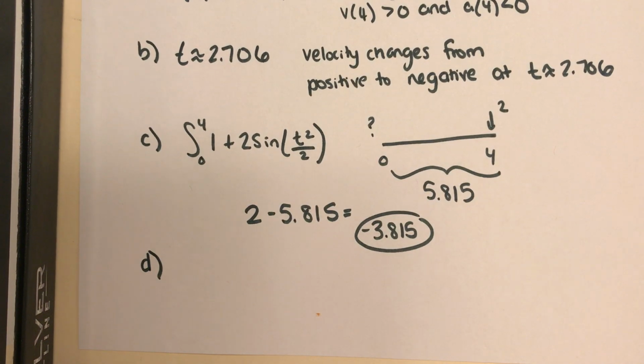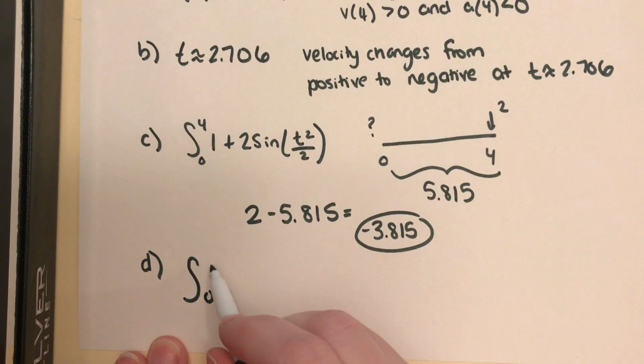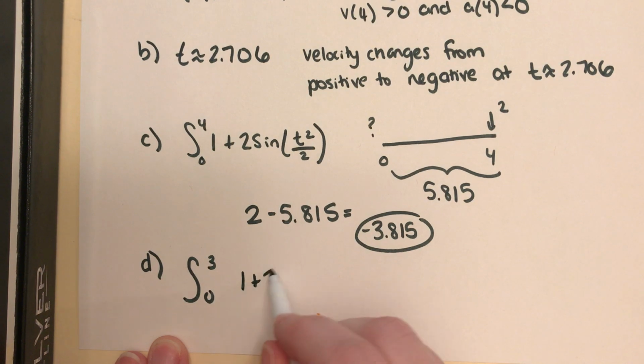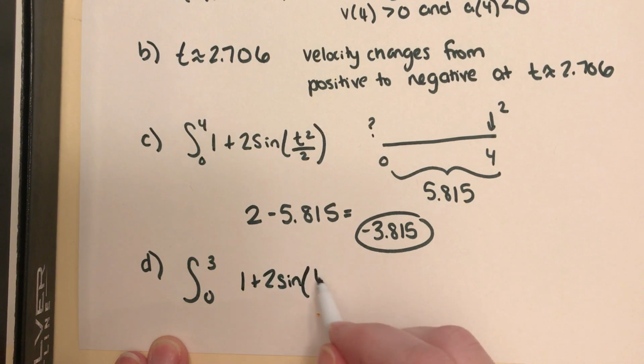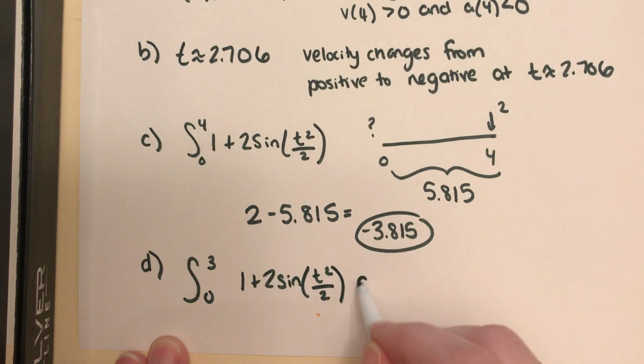Okay, last section, part D. Find the total distance the particle travels from the time 0 to 3. So we're going to do the same thing again. This time they give us the boundaries. So we're going to go from 0 to 3 of our velocity. So 1 plus 2 sine of t squared over 2.